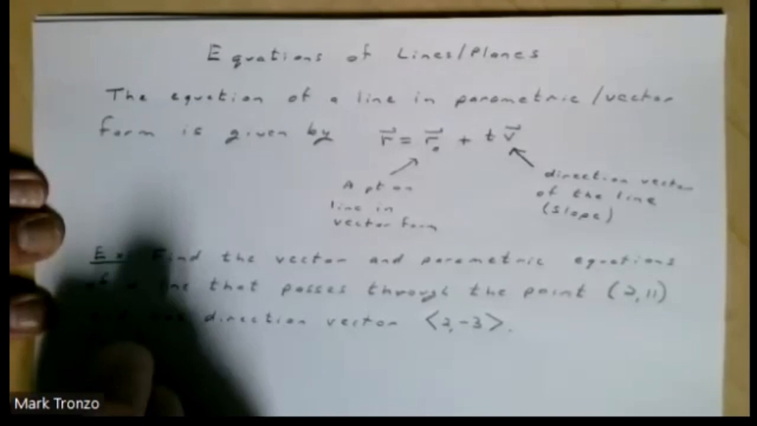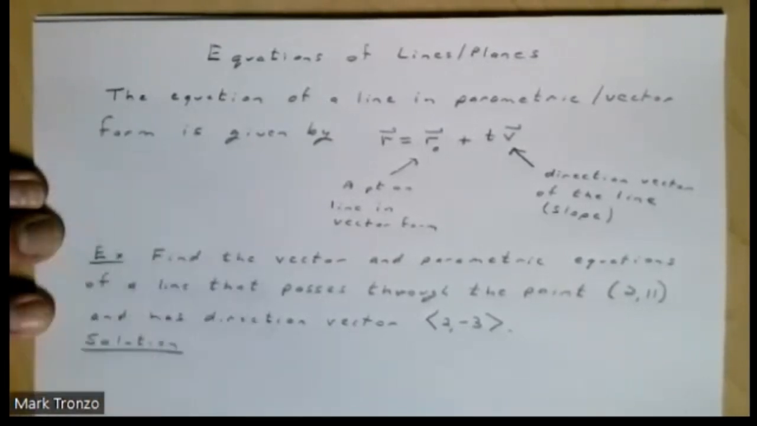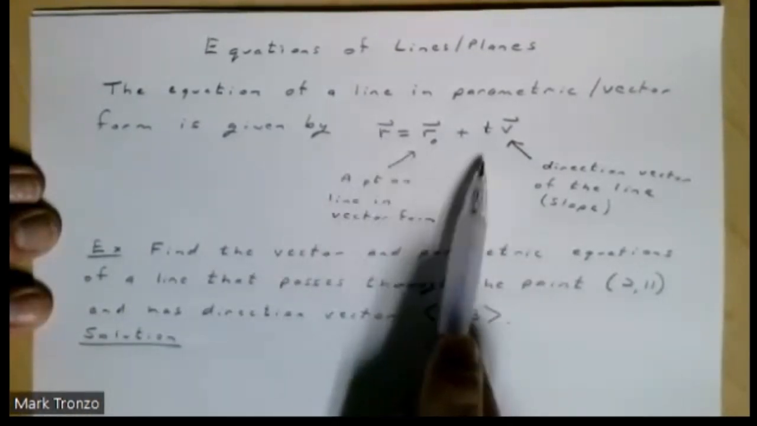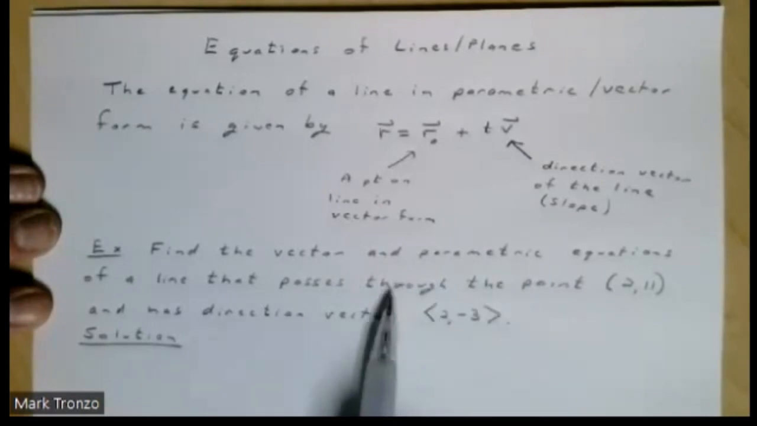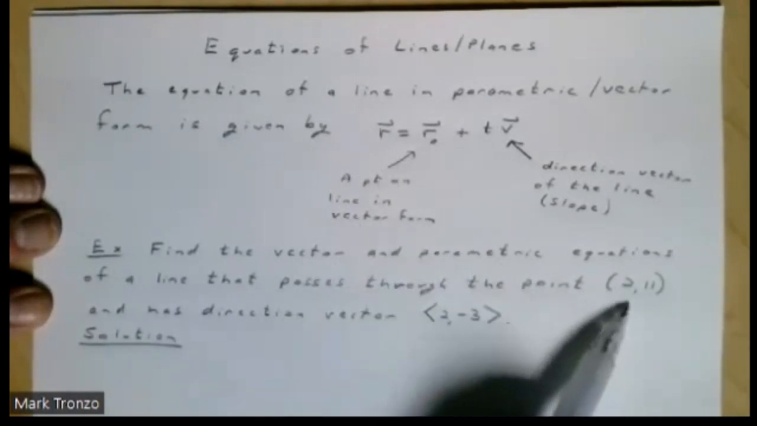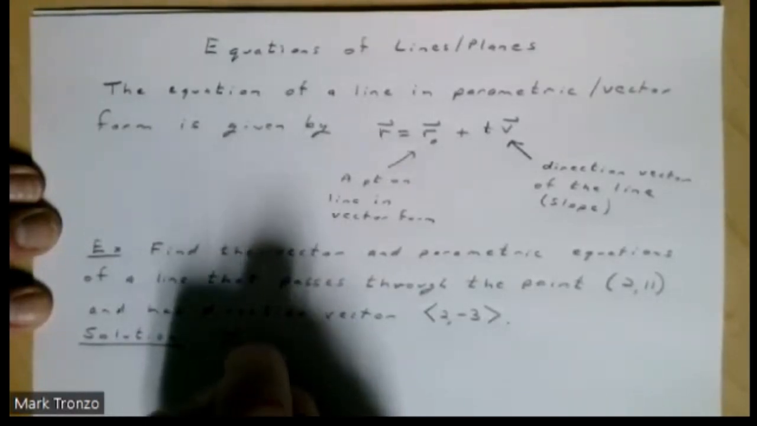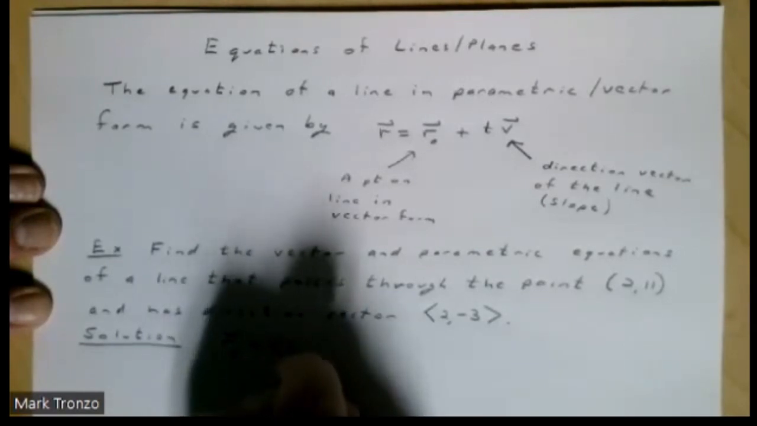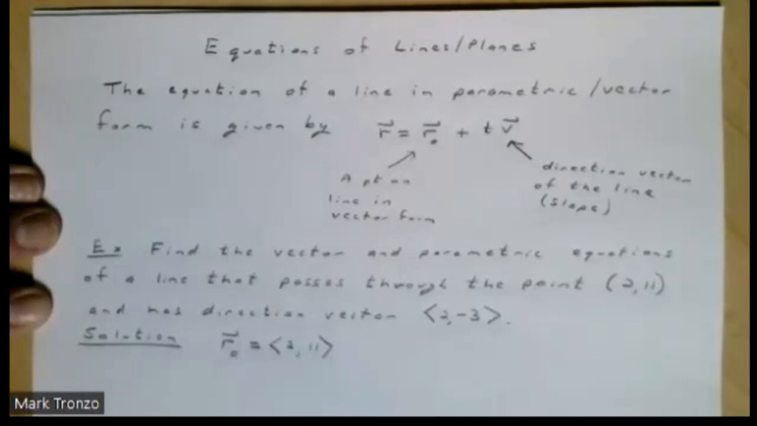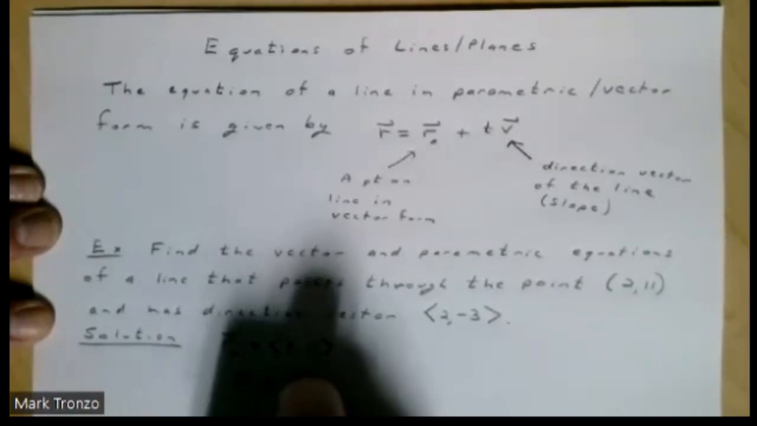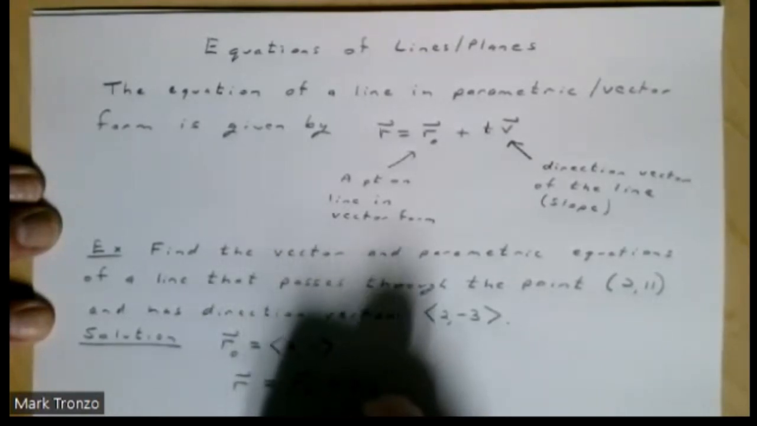And so, solution. Again, now we're going to use this equation up here. And we need a point on the line in vector form. So we'll take this point (2, 11) and we'll make a position vector that is directed to that point. And now we have everything else we need. So we'll write the equation of the line. Again, let me just repeat the equation down here to see exactly what we're doing.